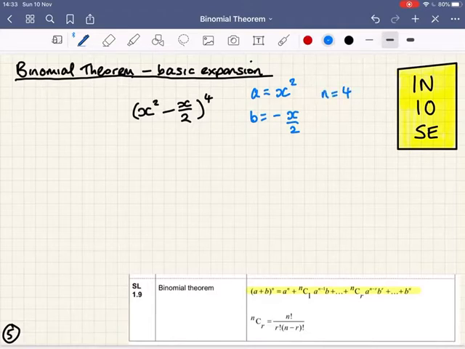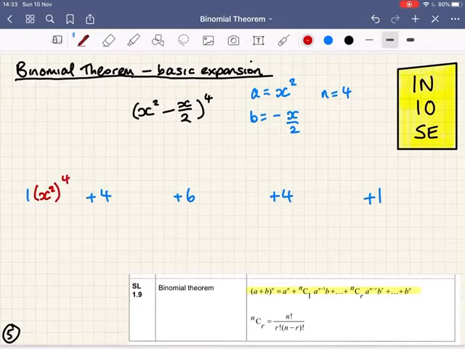So like before, I'm going to get all the coefficients out of the way. I've got a 1 to start with, a 4, a 6, a 4, and a 1. Let's join them up with positive signs for now, but I might have to change that when I expand out powers with a negative. The first term then, my value for a is x squared, and I'm raising it to the power of n, which is 4.